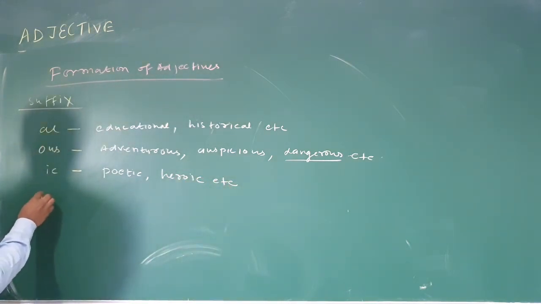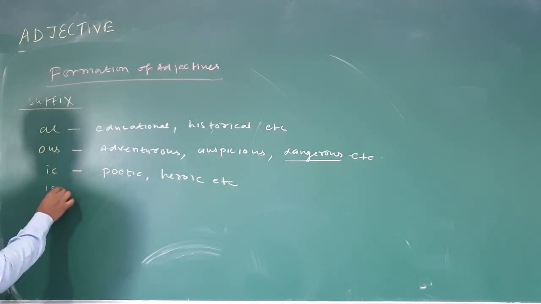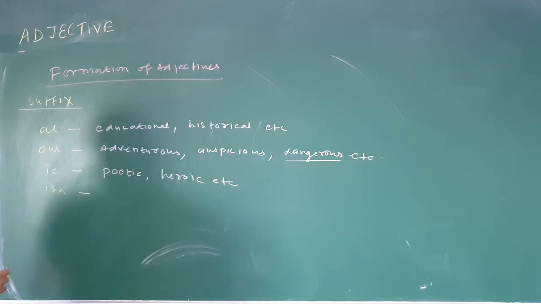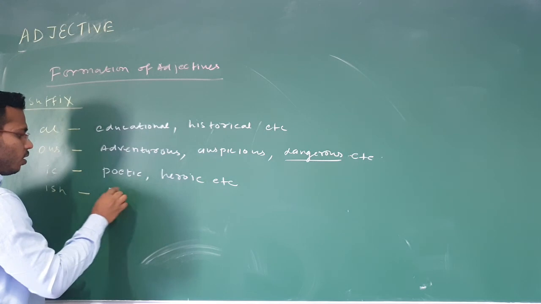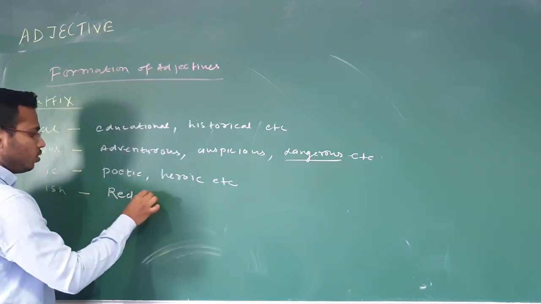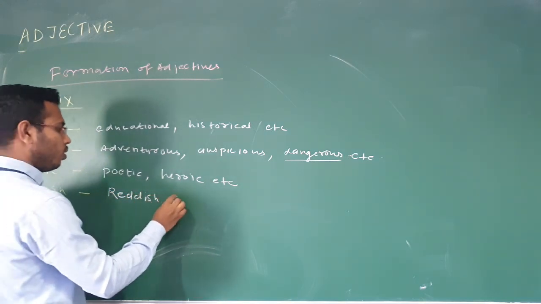let's say ish, we add this suffix to the word to make adjective. For example, if we say red will become reddish, okay, child will become childish.